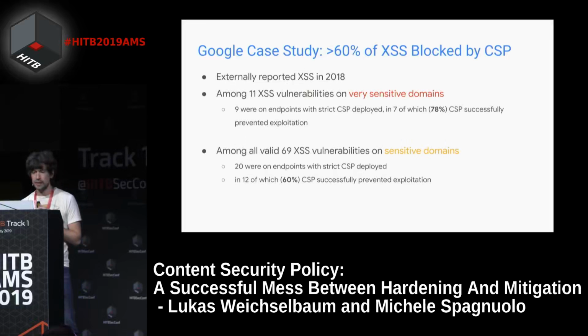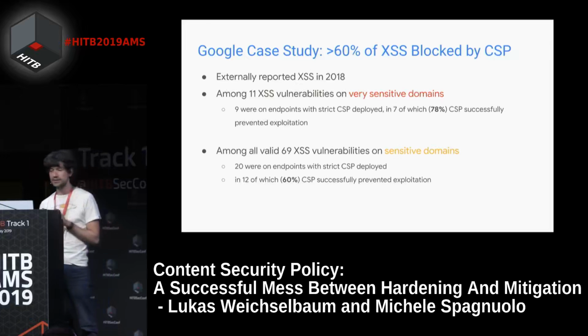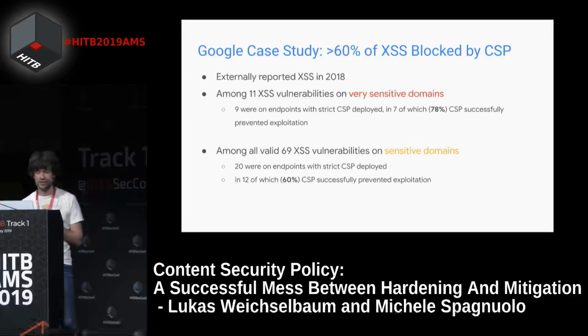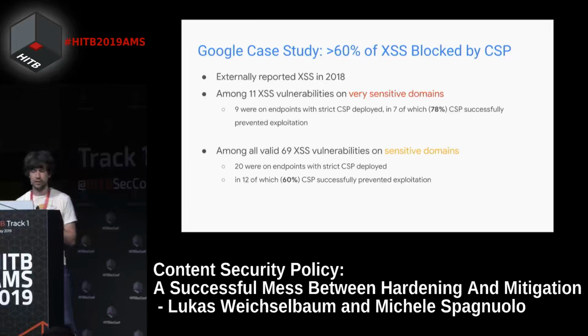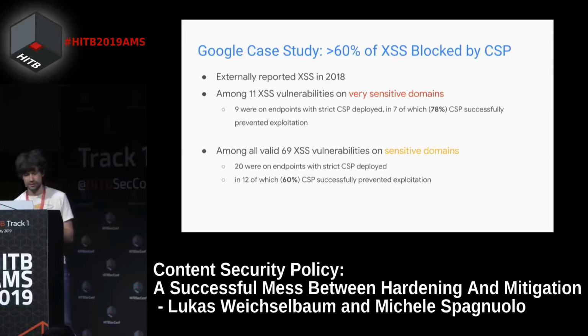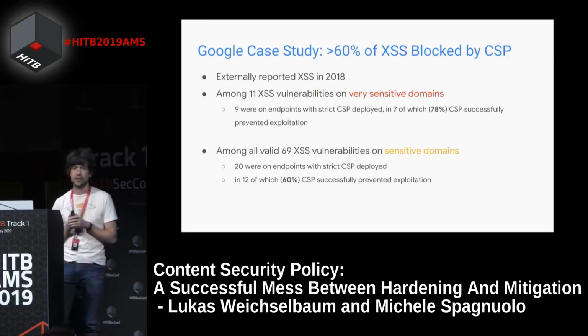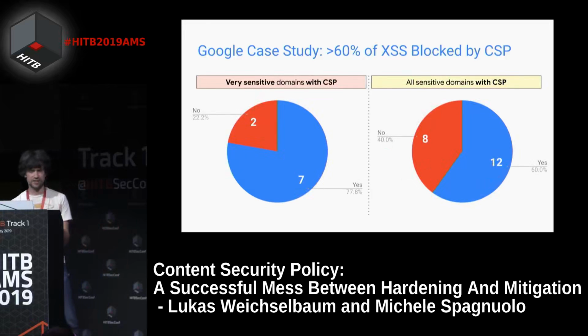And of all the externally reported XSS in 2018, more than 60% were actually mitigated by CSP. Among the 11 on very sensitive domains, 9 were on endpoints that had CSP deployed, and of which 7, CSP successfully prevented exploitation. And among all the valid 69 XSS vulnerabilities on sensitive domains, 60% were prevented or mitigated by CSP. So these are the pie charts. You can say around 78% on very sensitive domains and around 60% on all the sensitive domains.